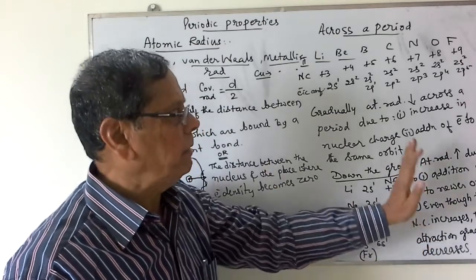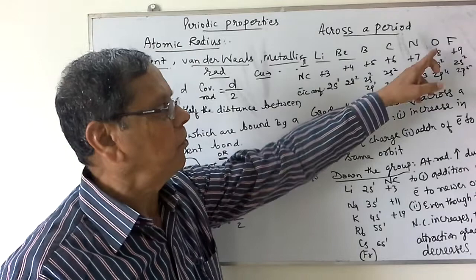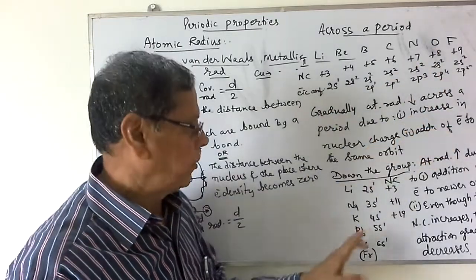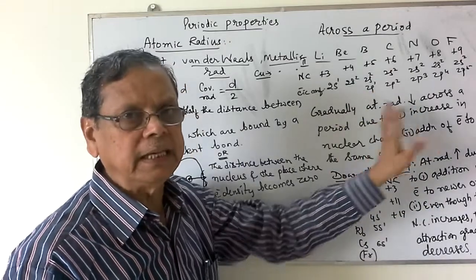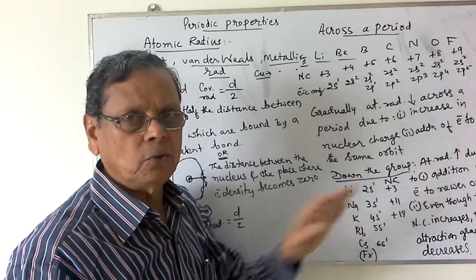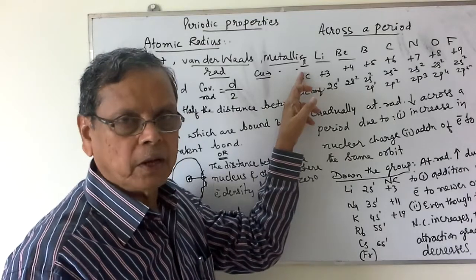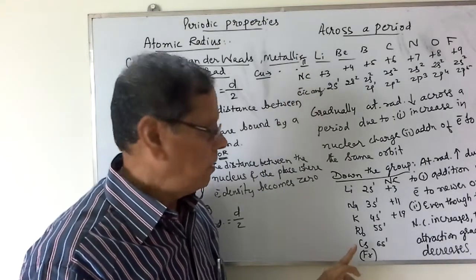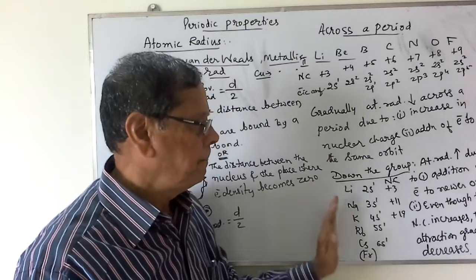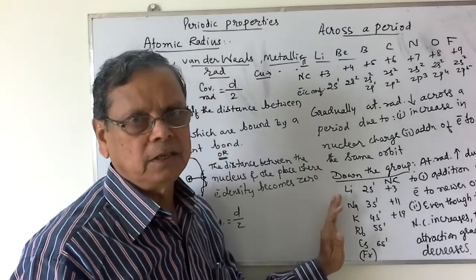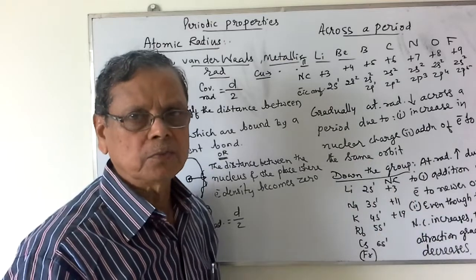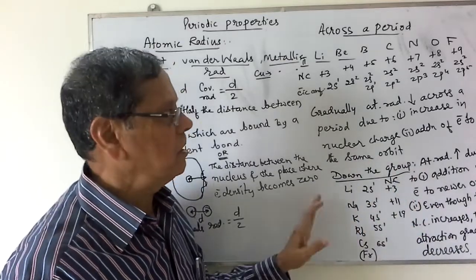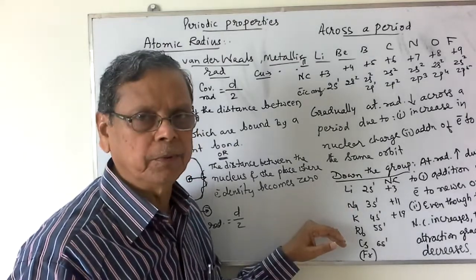When we move across the period, lithium to fluorine, similarly sodium to chlorine, potassium to bromine, gradually there is a decrease in the atomic radius. So overall, hydrogen is the smallest, cesium is the largest. In any particular group, alkali metal is the largest, while halogen atom is the smallest. Gradually there is a decrease in the radius across the period and increase in the radius down the group.